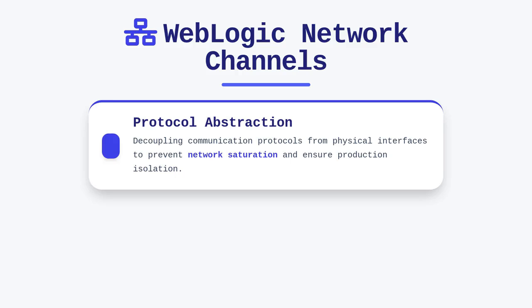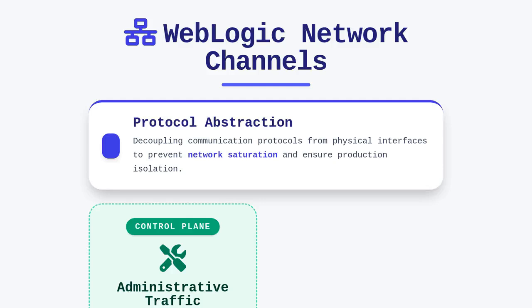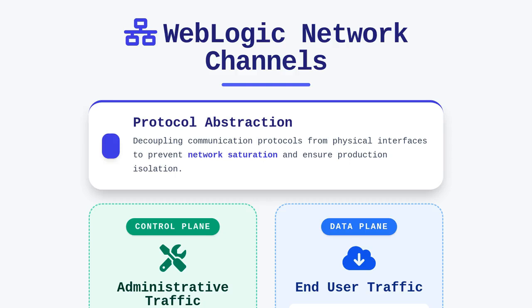Network channels allow us to define multiple access points for a single server instance, effectively decoupling the administrative control plane from the data plane consumed by end users. You might need to segregate traffic so that heavy external HTTP requests do not saturate the capacity reserved for intercluster replication or administrative heartbeats. This segregation is achieved by configuring custom channels that specify different bind addresses, ports, and protocols such as T3, T3S, HTTP, or HTTPS. Once defined, these channels serve as independent entry points, ensuring that critical operations remain responsive even when the primary application ports are under heavy load.